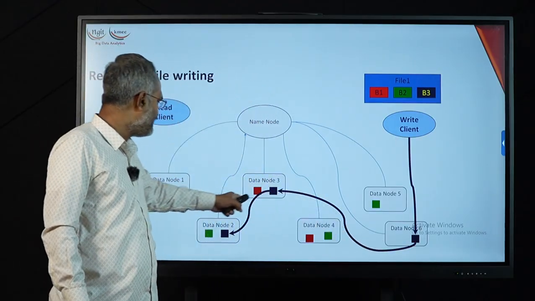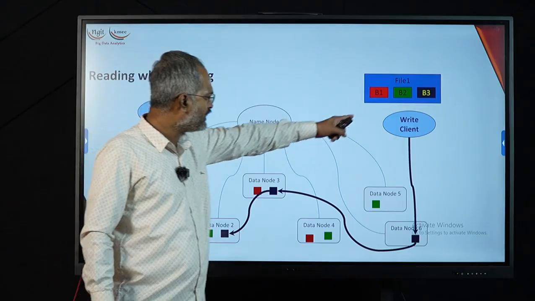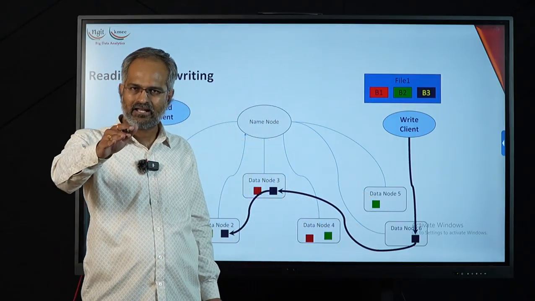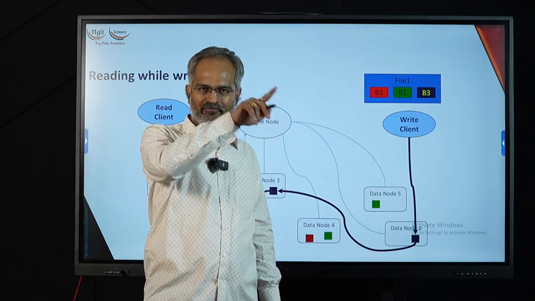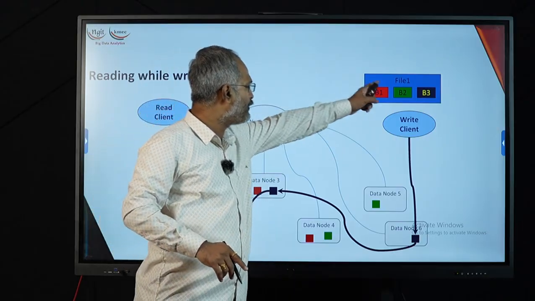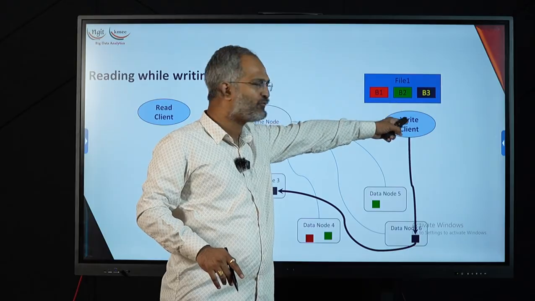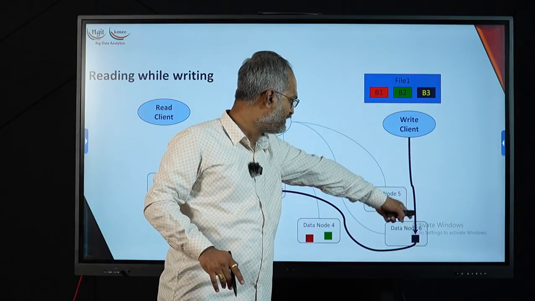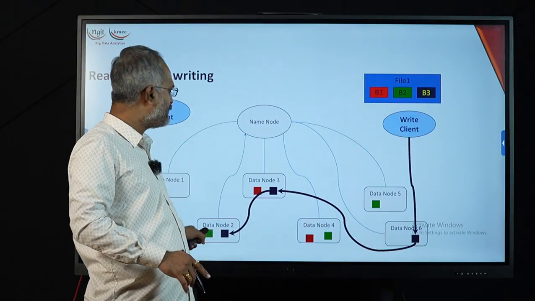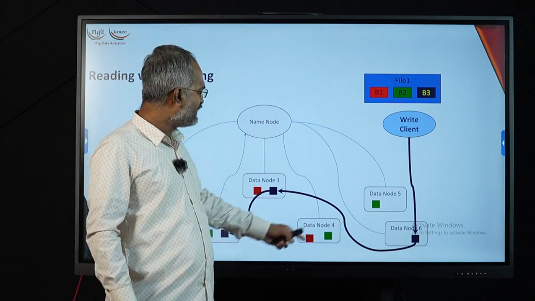The pipeline is still established. See here the pipeline. To write the data, it will create a pipeline for every block. Block 1 and block 2 are completed, so there is no pipeline for them, but there is still the lease for the writer client, and the pipeline is still there. So it is still writing.